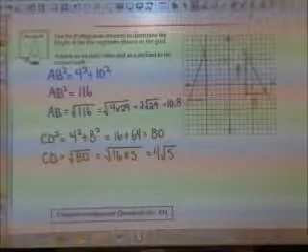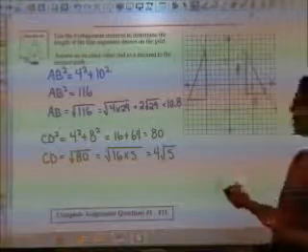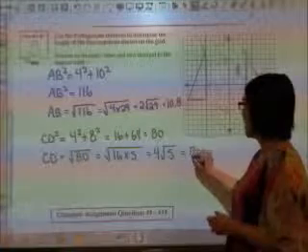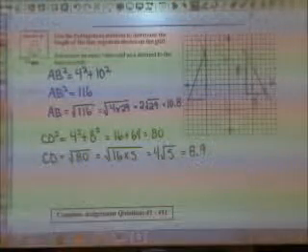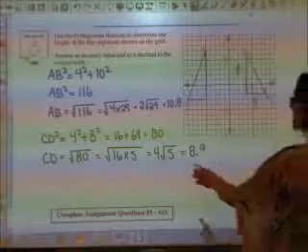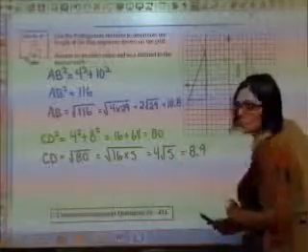That's my exact value. And then if I calculate that as a decimal, I get 8 decimal 9, or 8 and 9 tenths. So these are exact values. These are decimals.